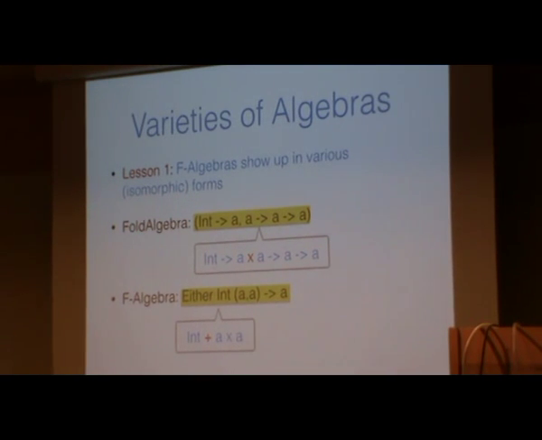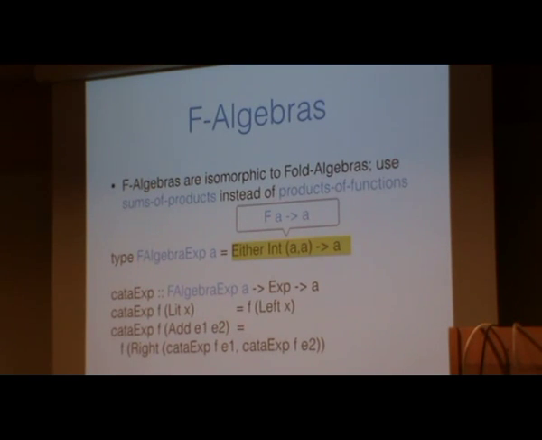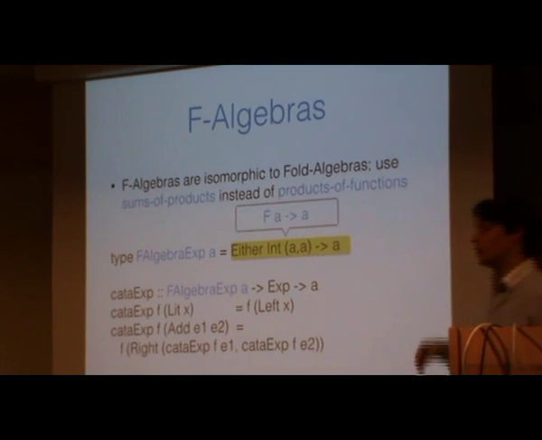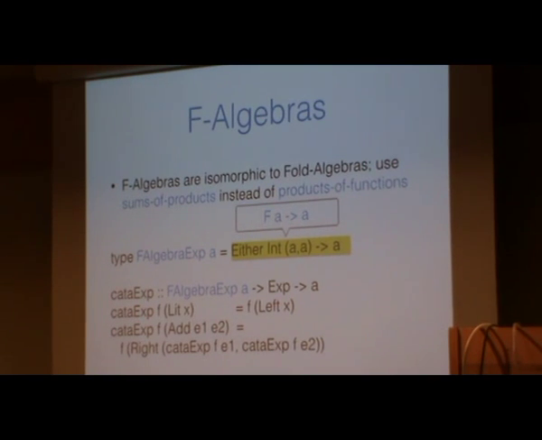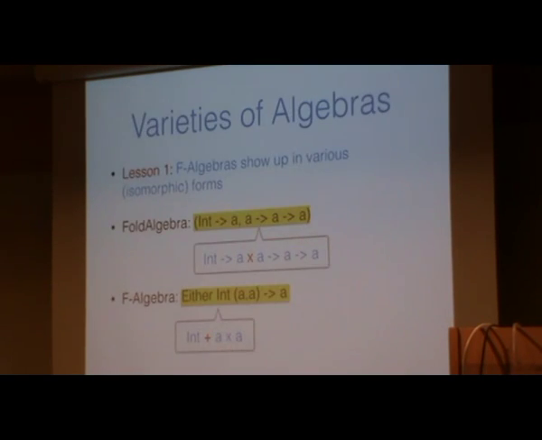So the first lesson that I want to tell you is that algebras actually show up in different forms. Okay, so you have seen we have folds written in two different ways. Actually in here I call this cata, and catamorphism was the name that people used in the algebra of programming to refer to patterns like folds. But the important point here is that these algebras have various forms.